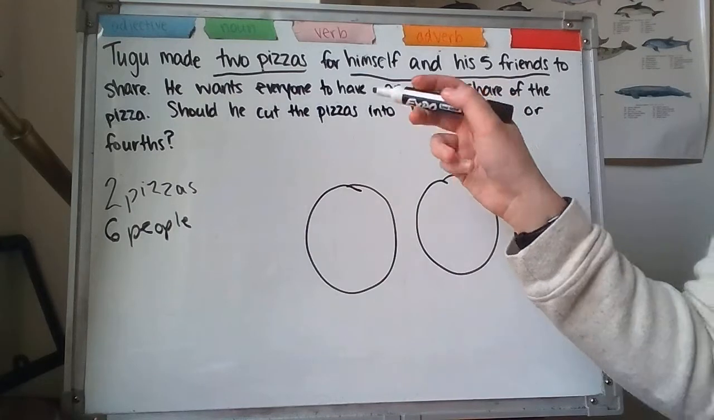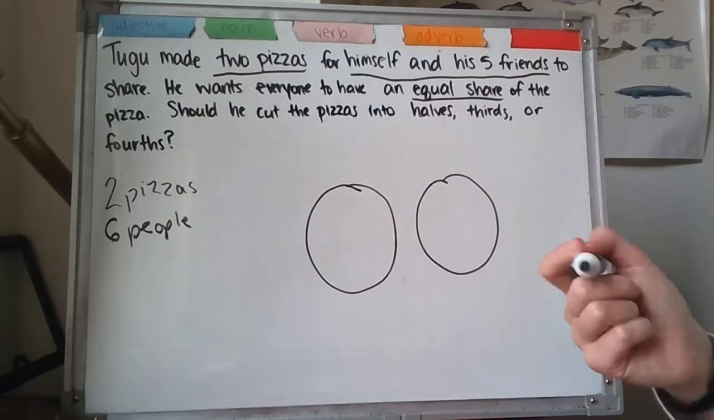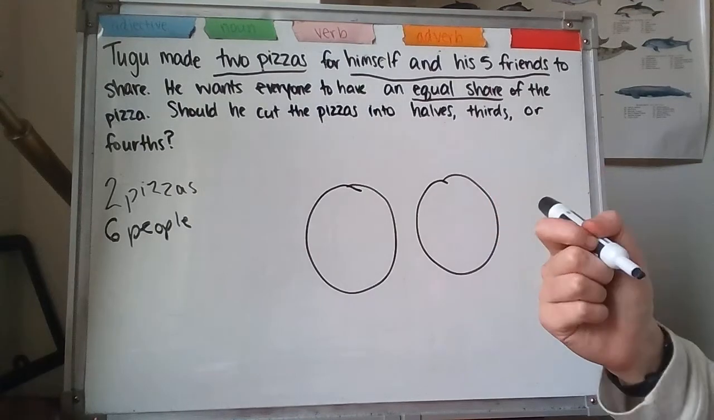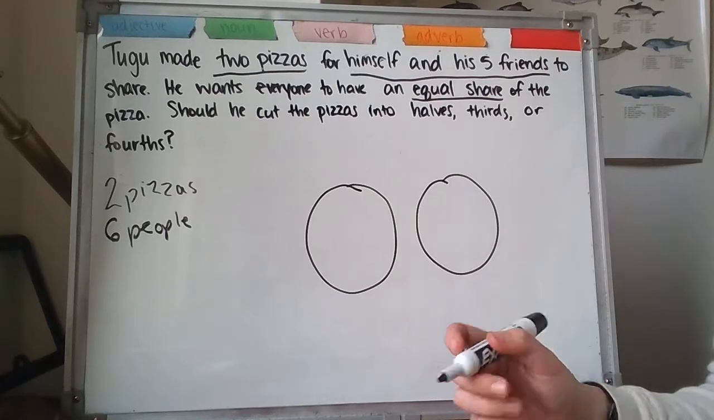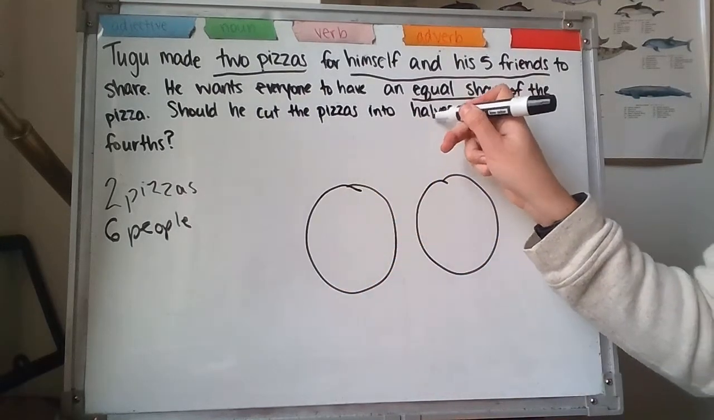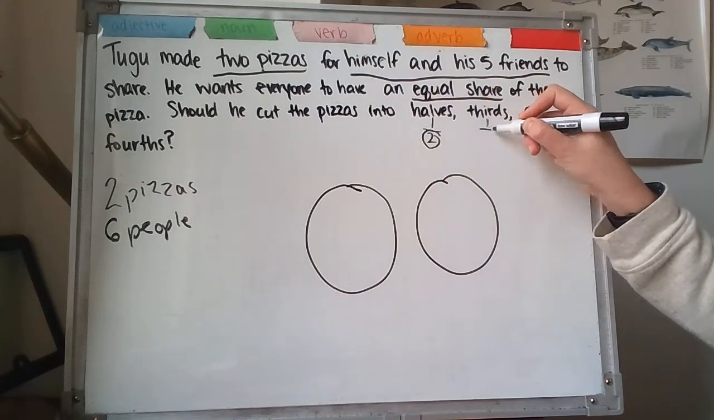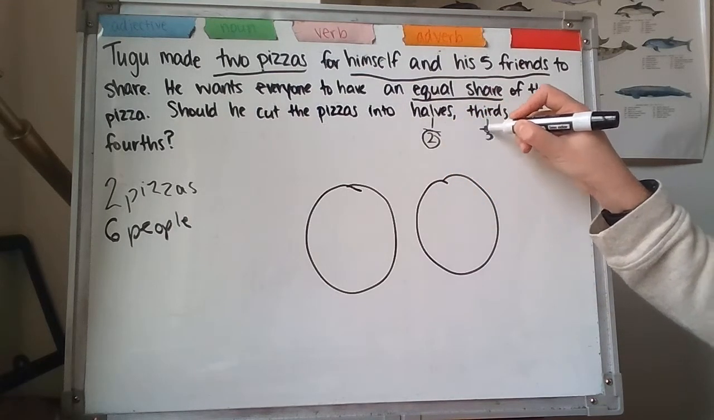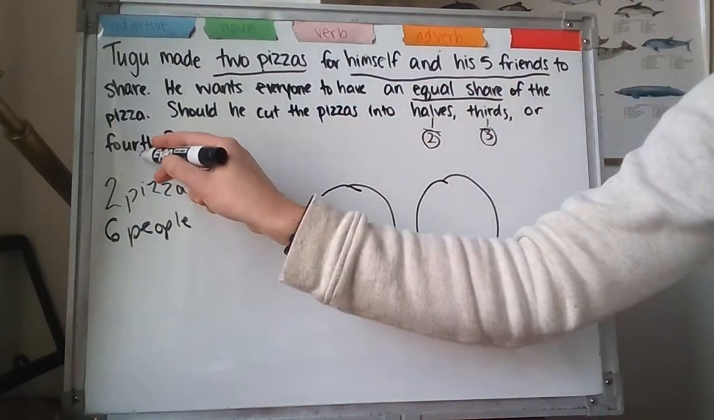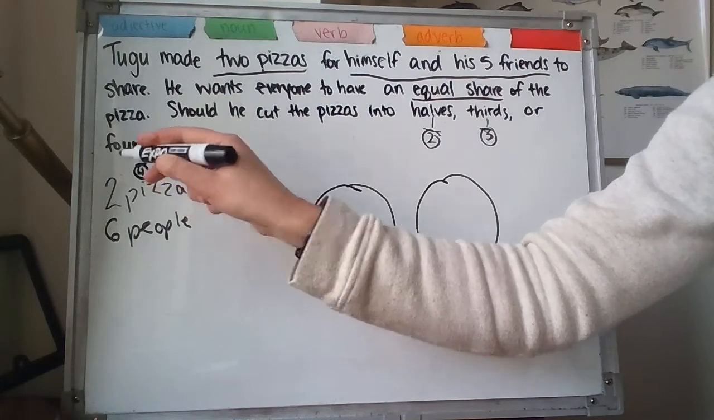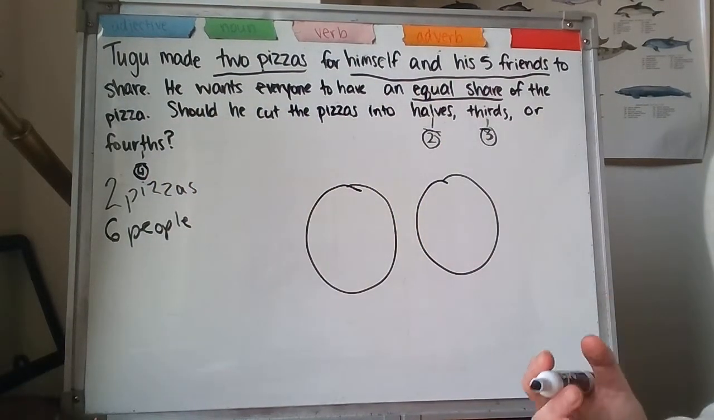And we know that everyone should have an equal share of the pizza. So looking at my question, it says, should he cut the pizzas into halves, thirds, or fourths? That means I need to figure out, am I cutting it into halves? That means each pizza has 2 equal pieces. Thirds, that means each pizza has 3 equal pieces, or fourths, which means each pizza has 4 equal pieces. So I've got to figure out which way to do it.